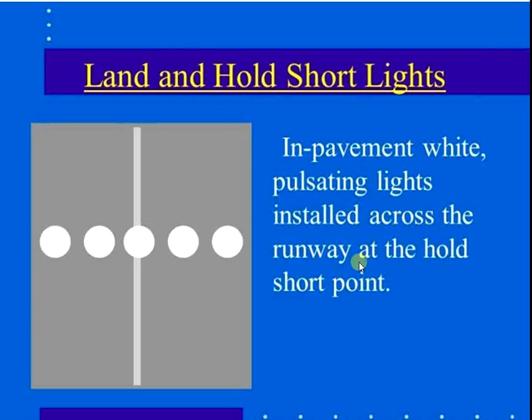The next important element, the last point, is the land and hold short lights. In the pavement, white pulsating lights are installed across the runway at the hold short point. That is, we have to install white pulsating lights across the runway at the hold short point.